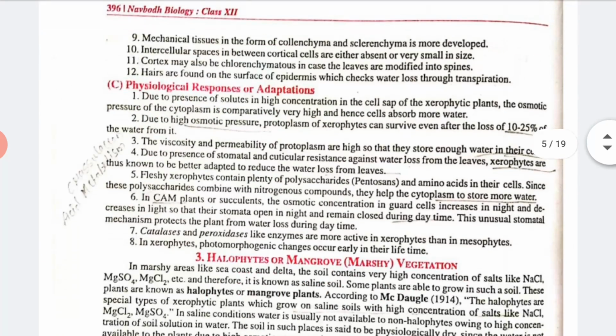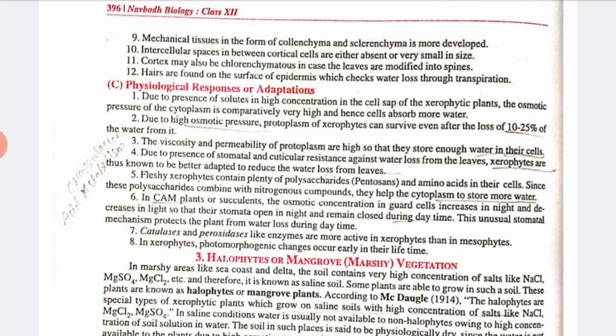Now let's talk about physiological responses or adaptation. Physiological means, due to the presence of solutes in higher concentration in the cell sap of xerophytic plants, the osmotic pressure of the cytoplasm is comparatively very high and hence cells absorb more water. Due to high osmotic pressure, the protoplasm of xerophytes can survive even after the loss of 10 to 25% of water from it, meaning they absorb water.